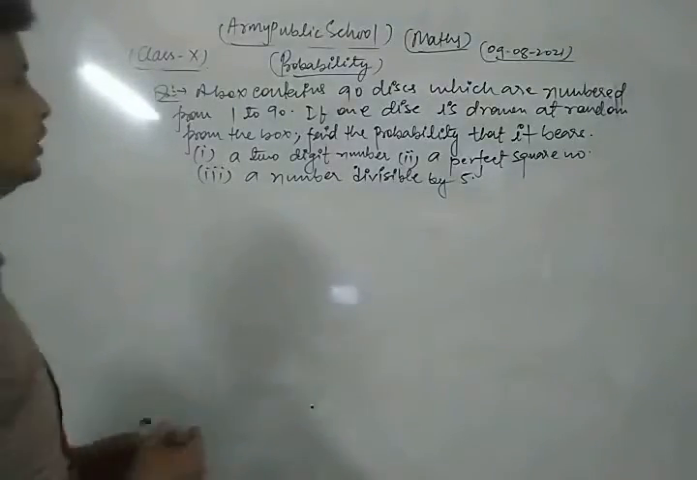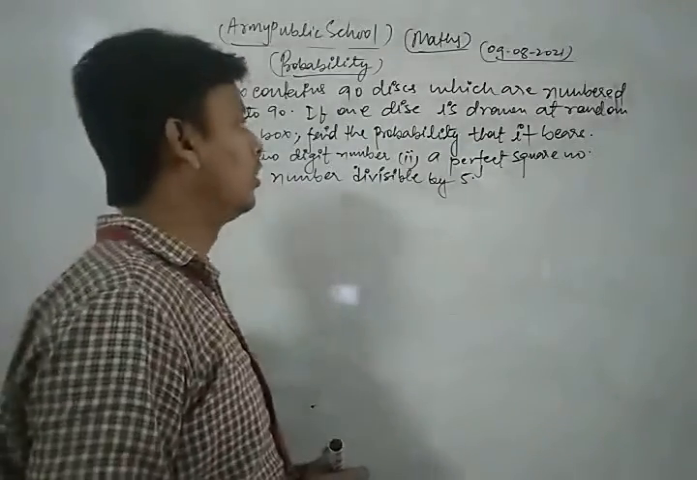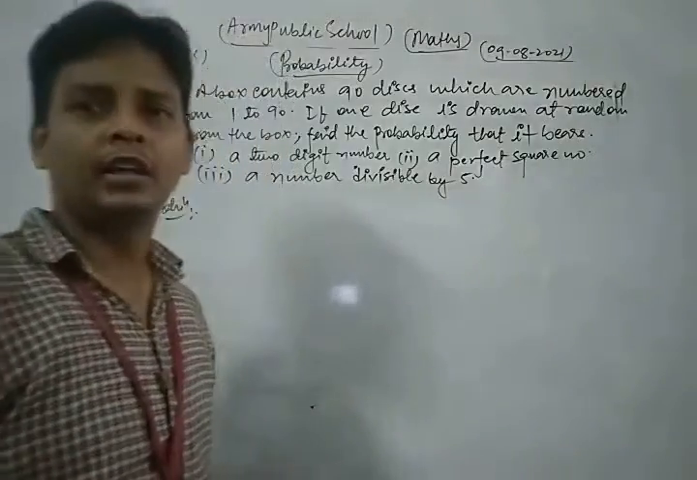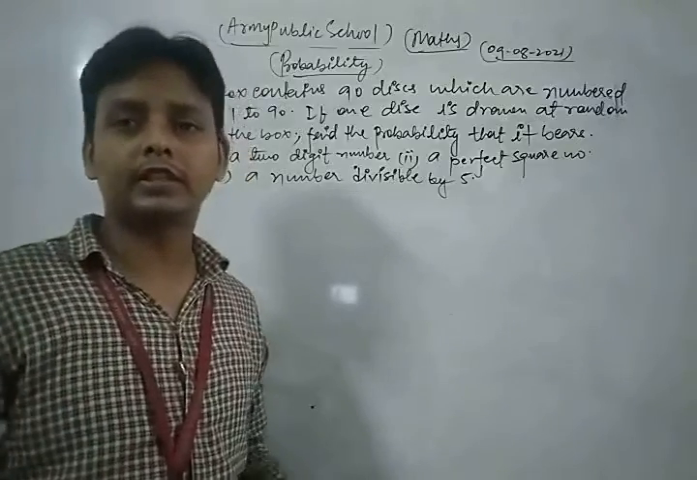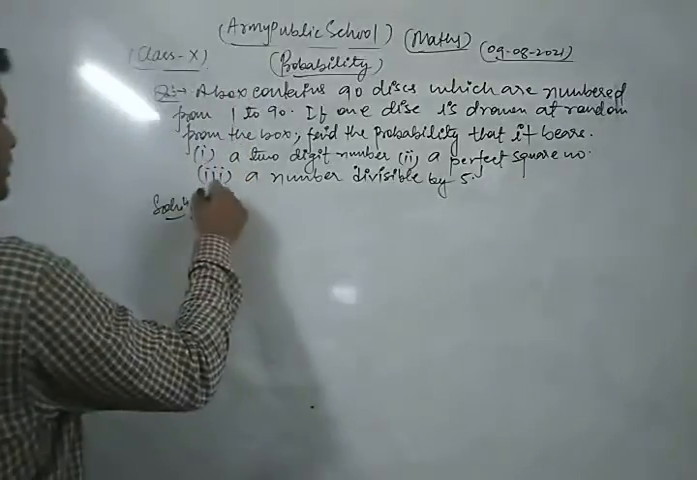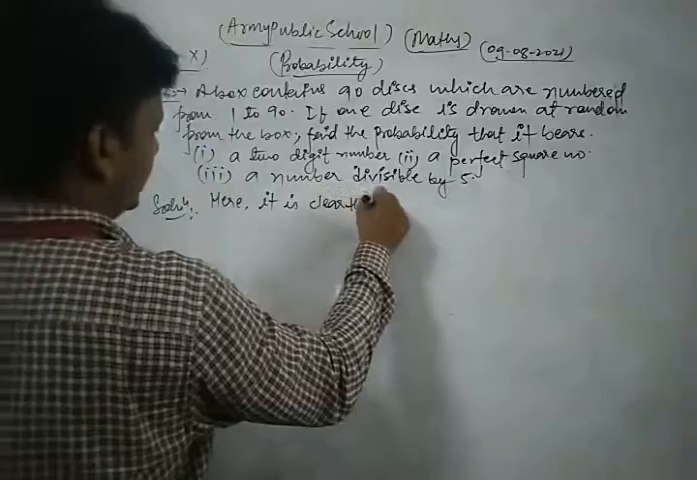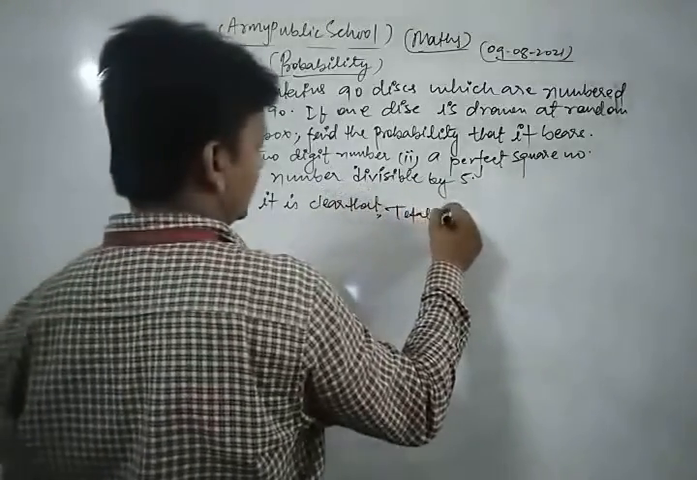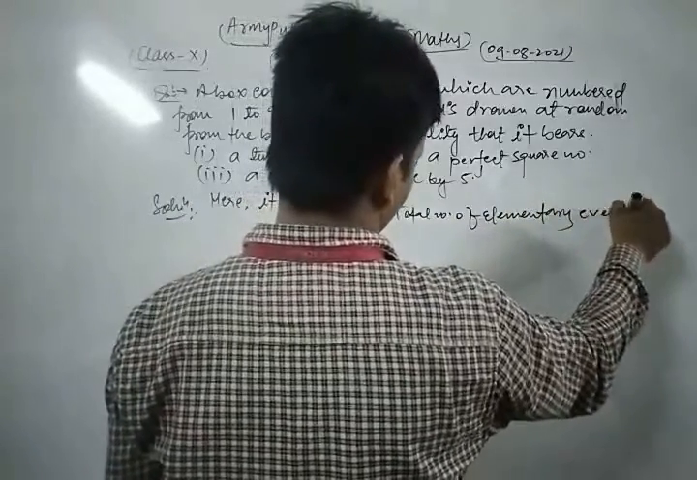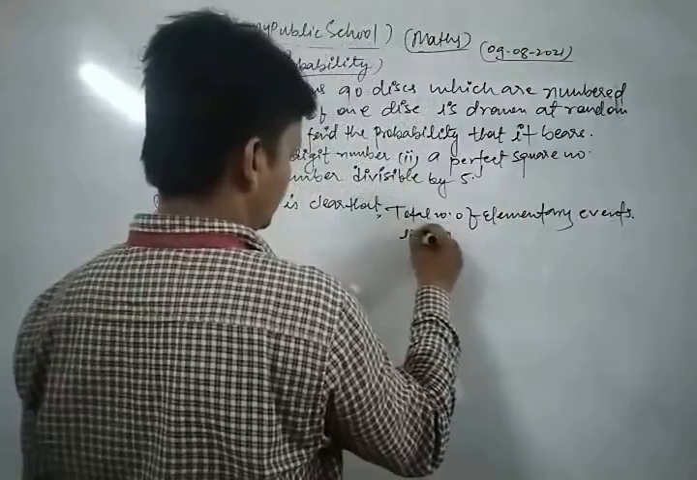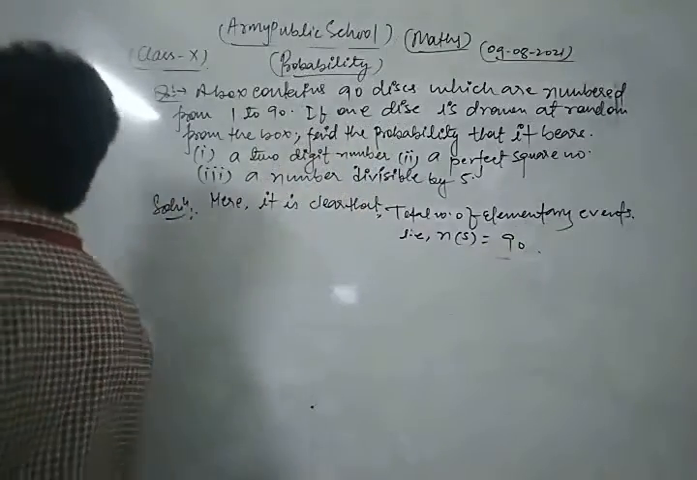Now look, so let's see its solution. Here, a box contains 90 discs which are numbered from 1 to 90. Total number of elementary events, total all possible outcomes, is what? 90. Here it is clear that the total number of elementary events, that is the total number of the sample space, is 90.